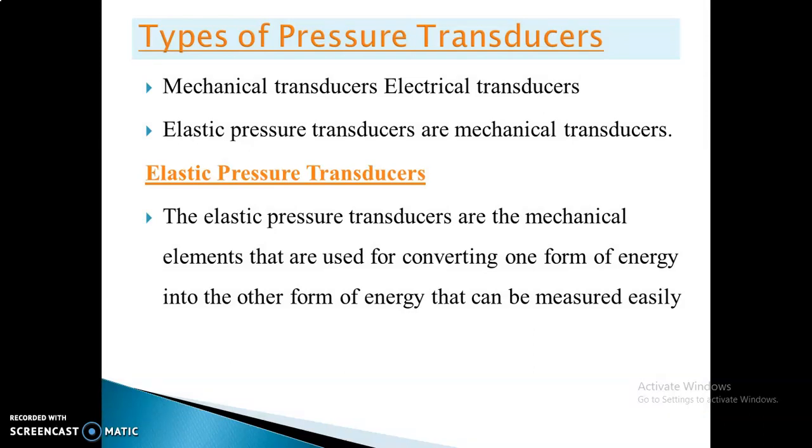The pressure transducers are generally of two types: the first one is mechanical and the other is electrical. The elastic pressure transducers come under the category of mechanical. So what are the types of elastic pressure transducers we have? They are Bourdon tube, bellows, and diaphragm. These elements are used for converting one form of energy into another form of energy that can be measured easily.